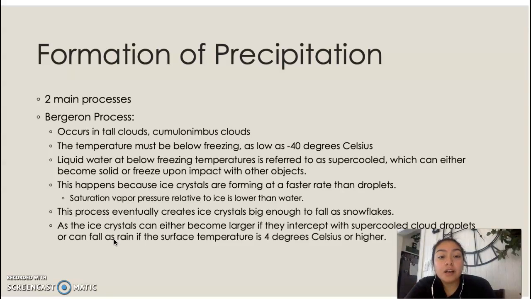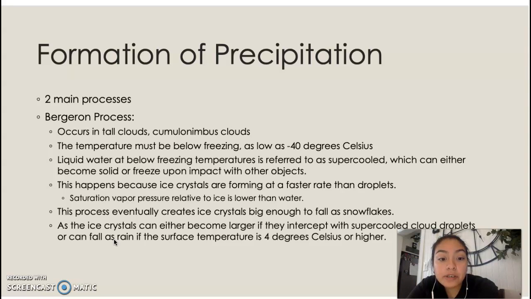This occurs in tall clouds, cumulonimbus clouds. The temperature must be below freezing. This can be as low as negative 40 degrees Celsius. Liquid water at below freezing temperatures is referred to as supercooled, which can either become solid or freeze up upon impact with other objects. This happens because ice crystals are forming at a faster rate than droplets.